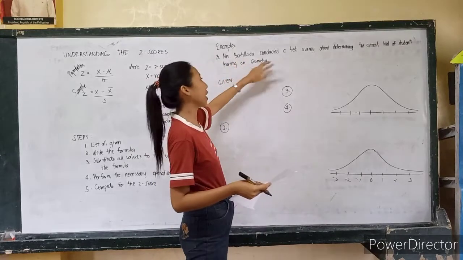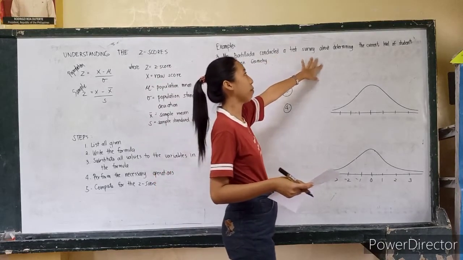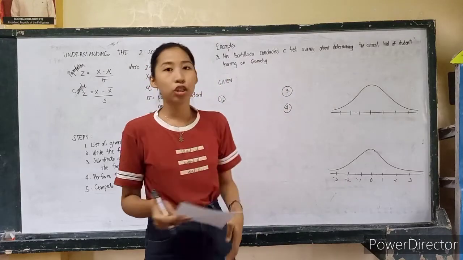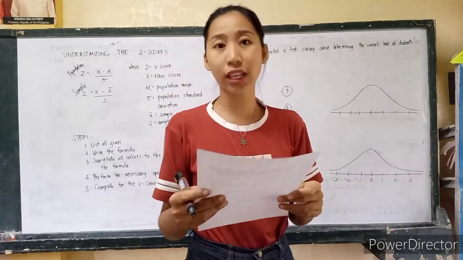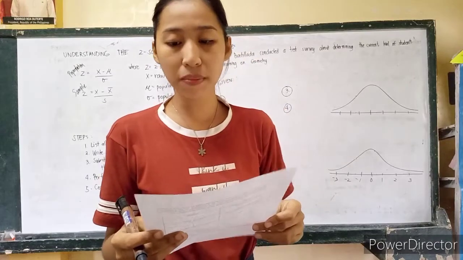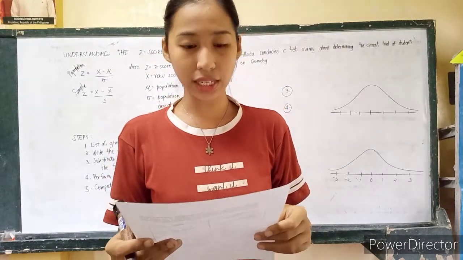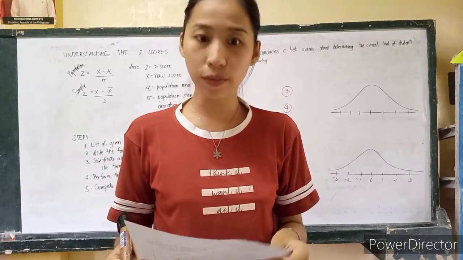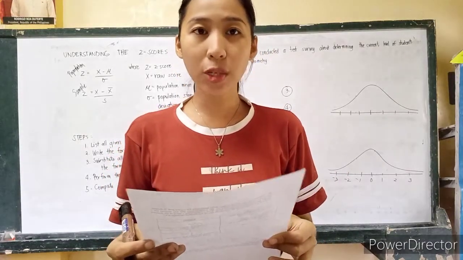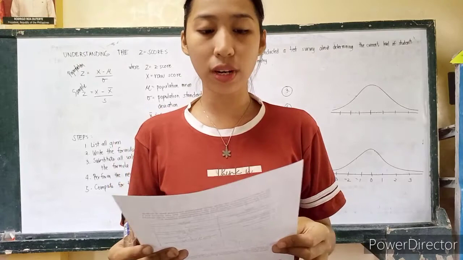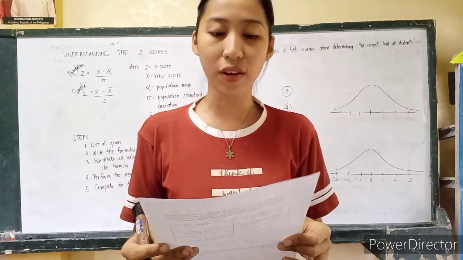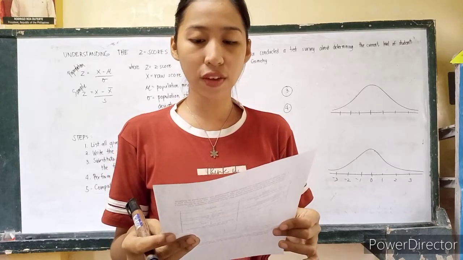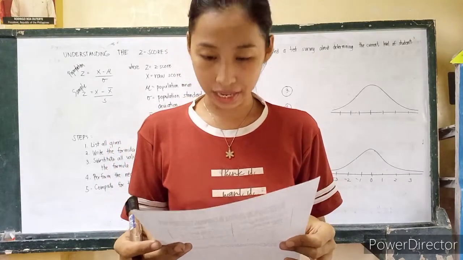Okay, so Mrs. Pastillada conducted a test survey about determining the current level of students' learning on geometry. And after checking the test questionnaires, she was amazed that a student attained 50 correct answers. So ang score sa isa ka estudyante is 50. What is the corresponding z value of the student's score if the sample mean of the test result was 45 and standard deviation is 6?